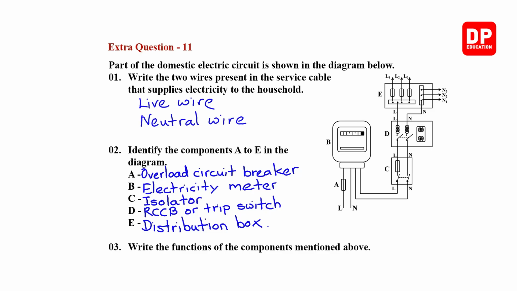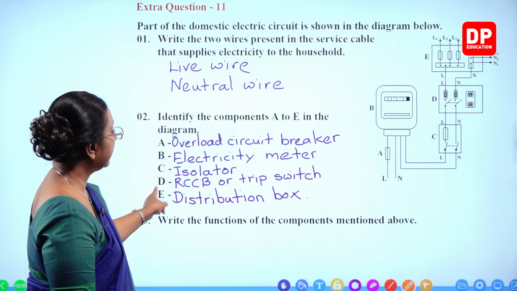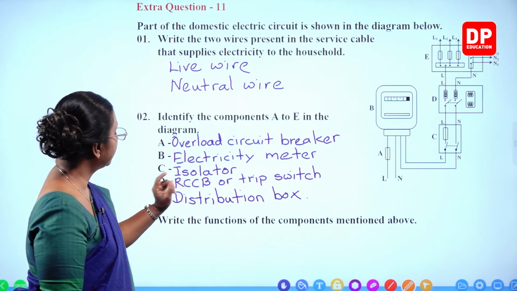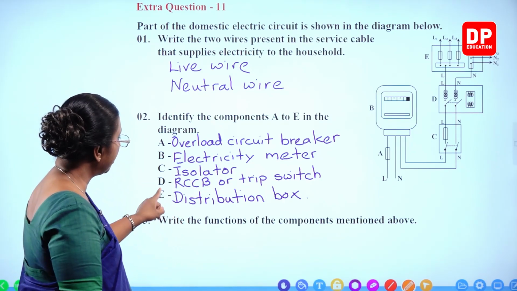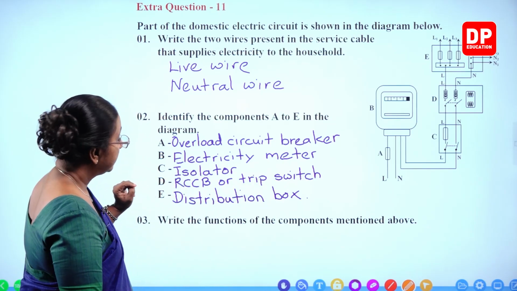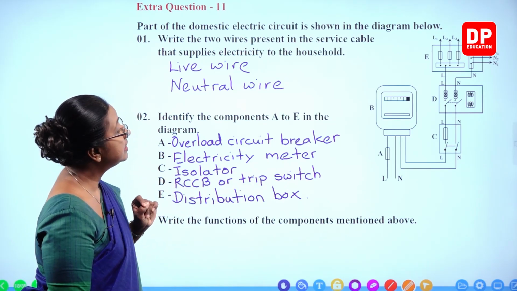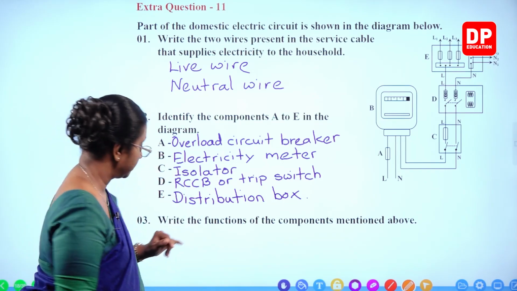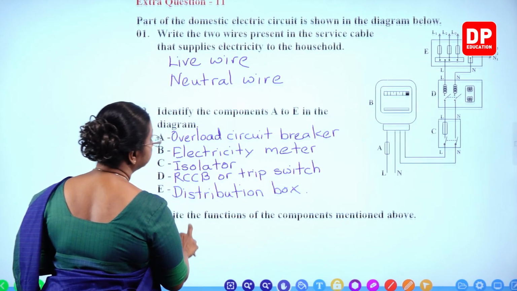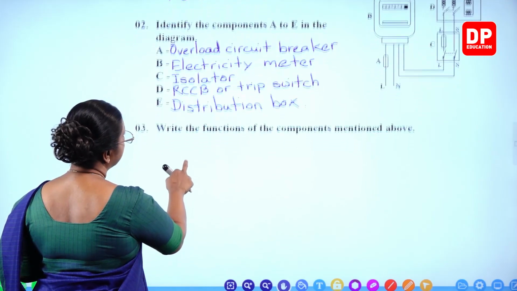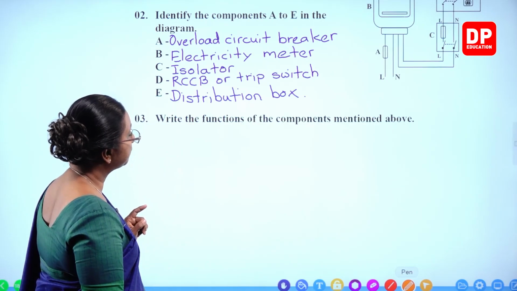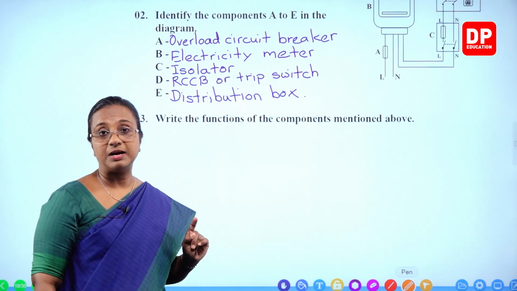So here you can see overload circuit breaker A, electricity meter B, isolator C, then residual current circuit breaker RCCB or trip switch D, and distribution box E. Those are the components. Then the next question. Write the functions of the components mentioned above.